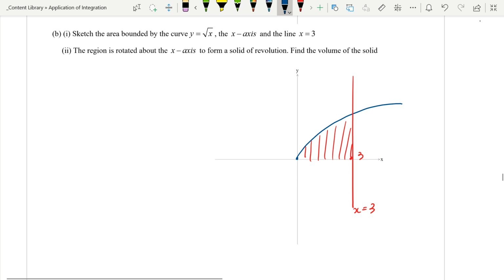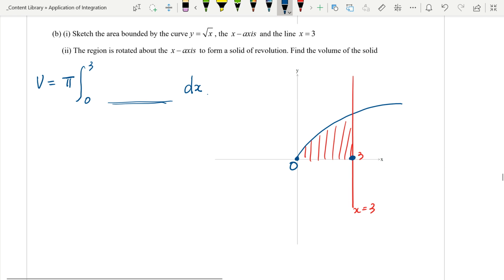So find the volume when we rotate this one. So the volume should equal pi times the integral, rotated about the x-axis. So we have dx at the back. And the area is formed between the graph and the x-axis from 0 to 3. Okay, so it's 0 to 3. On the x-axis, this point is 0, this point is 3.